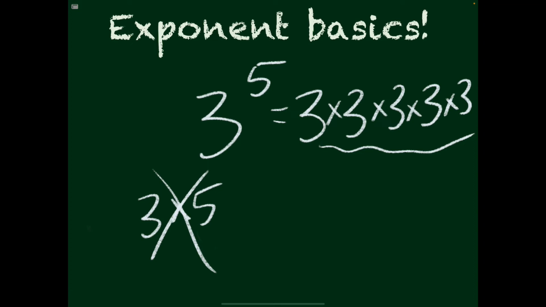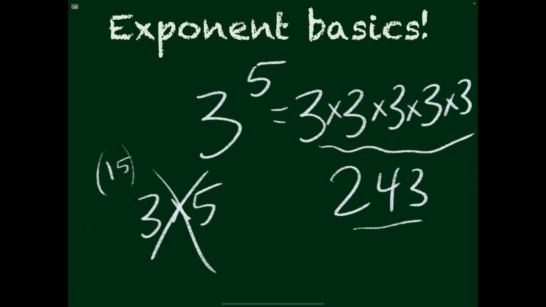3 times 5 is only 15. That's the value of 3 times 5. But 3 to the 5th power is much larger, because it's 3 times 3 times 3 times 3 times 3, 5 times, which will give us an answer of 243. So there's a big difference between 243 and 15. It's much larger, so you have to be real careful. That's a common error.